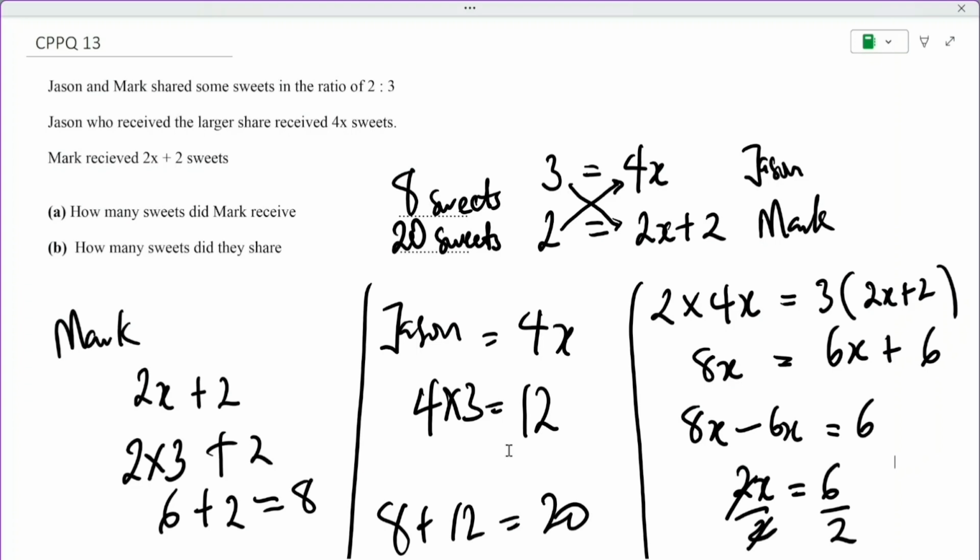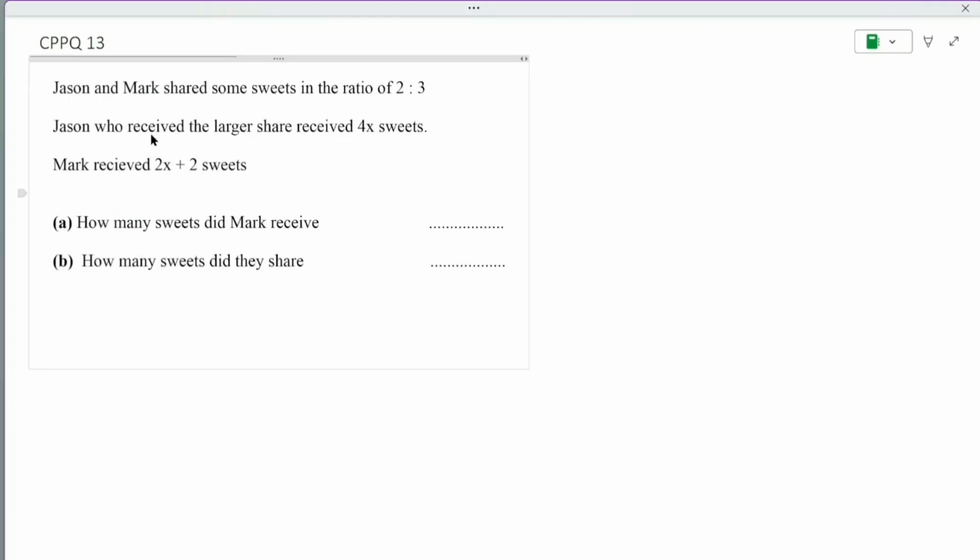Once you found x, you can now use x to find the number of sweets Mark received, then the number of sweets they shared. Apart from using the first method to solve this question, there's also what we can describe as the traditional method of solving this question, the one we're actually used to. Let's apply it to see if it's actually easier to use this method or the previous method.